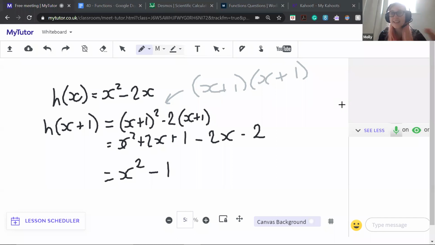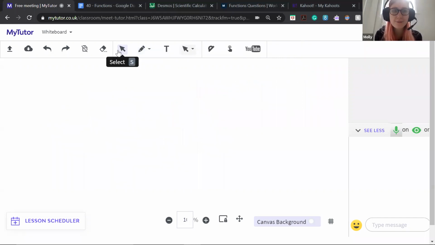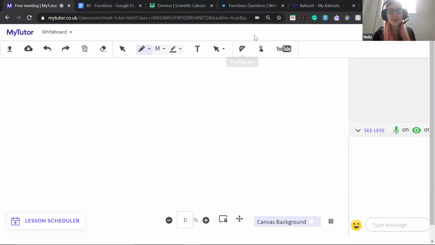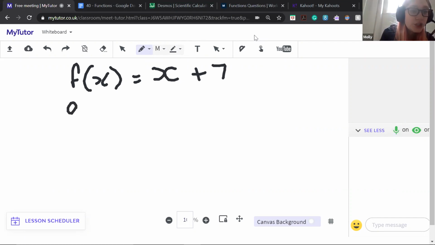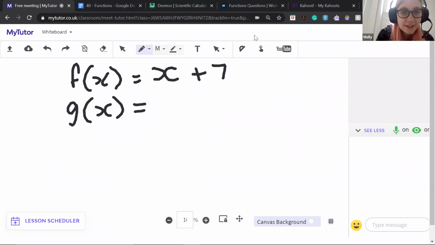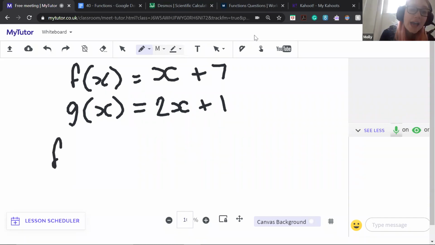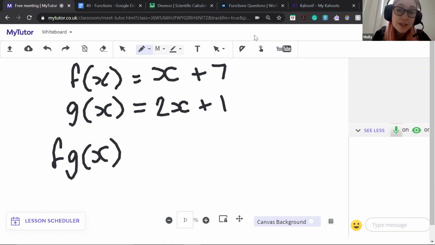We are going to do more like this in a slightly different format now. So here's what we're going to have a look at. It's exactly what we've just been doing, almost disguised in a different way. So let's say we've got two functions now. f of x is x plus 7, and g of x is 2x plus 1. Now we want to know what f of g of x is. You can either see it written like this, fg(x), or f of g of x.